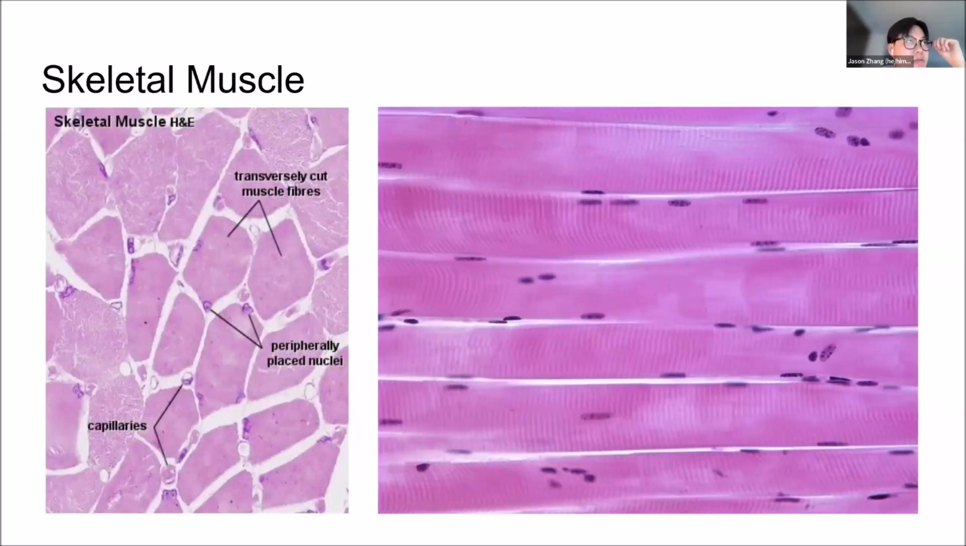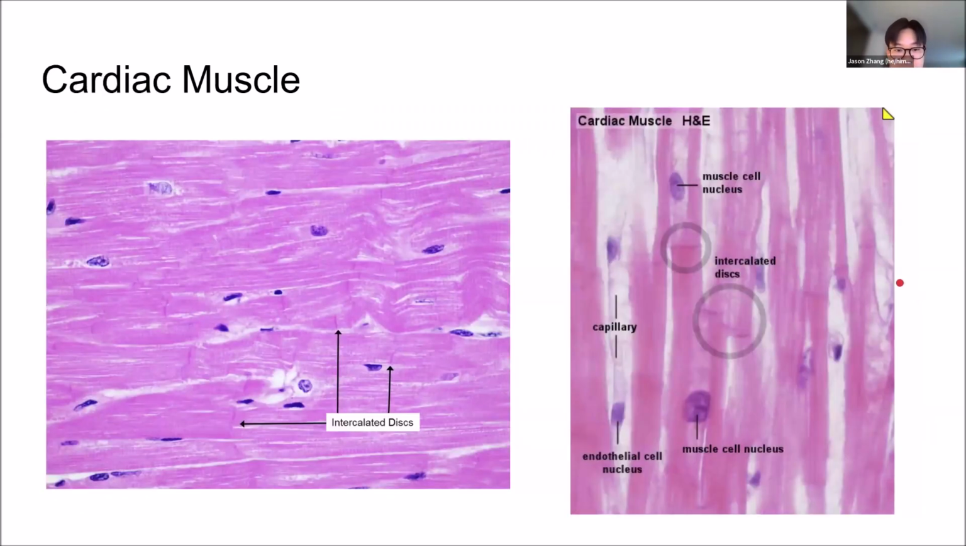Skeletal muscle, I think you should be able to differentiate between different types of muscle fibers. So for skeletal muscle, you'll see striations, and they'll be multinucleated. For cardiac muscle, what you're looking for is intercalated discs. Cardiac muscle is also branching, so you can see there's a branch here, and a little branch here. And usually there are fewer nuclei that you'll be able to see.